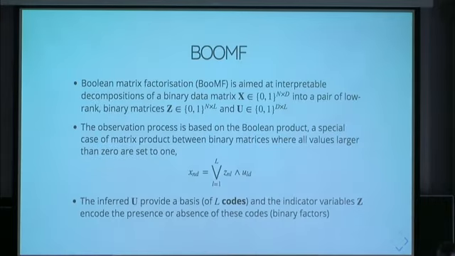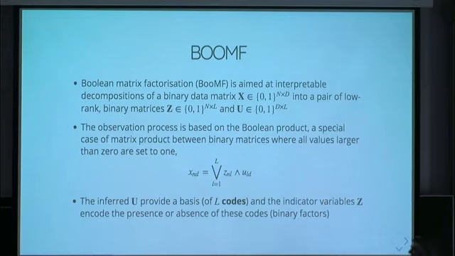So let's precisely define what we mean by a Boolean rather than binary matrix factorization. We have our observed data X, which is n by d, and we want to decompose it into two low-rank binary matrices: Z, which is n by L, so it has the same column length as X but L is much less than D, and the codes U, which are D by L.